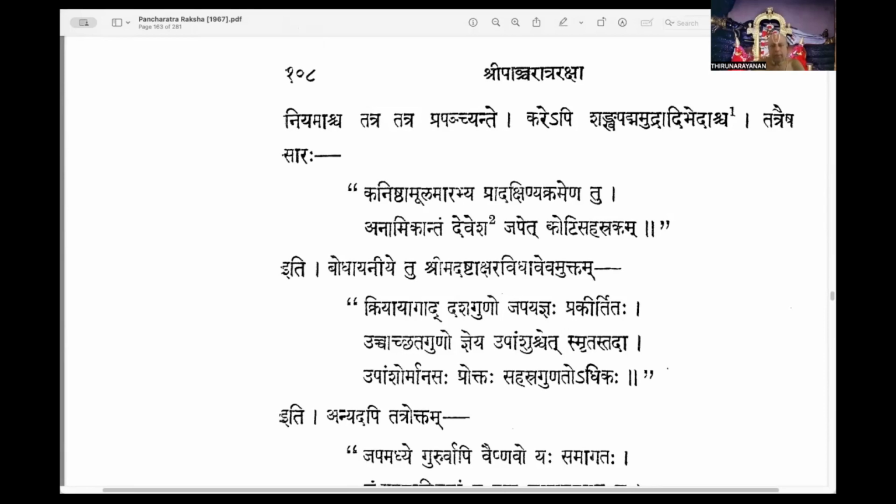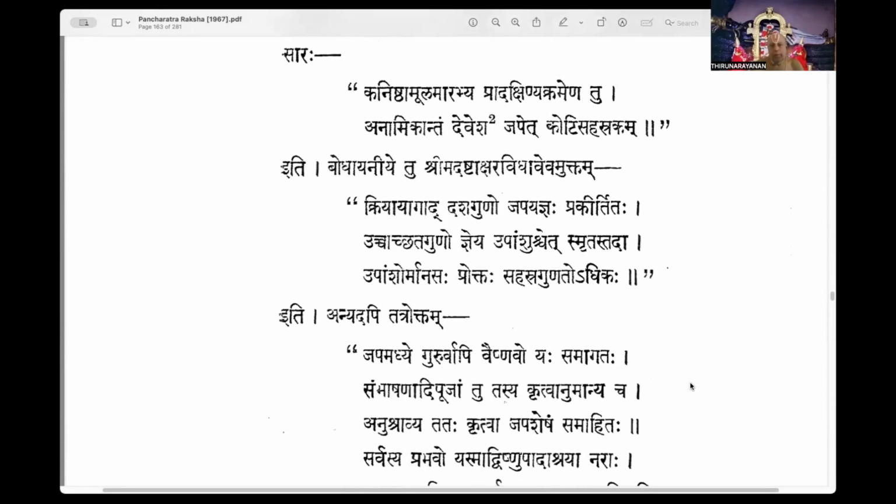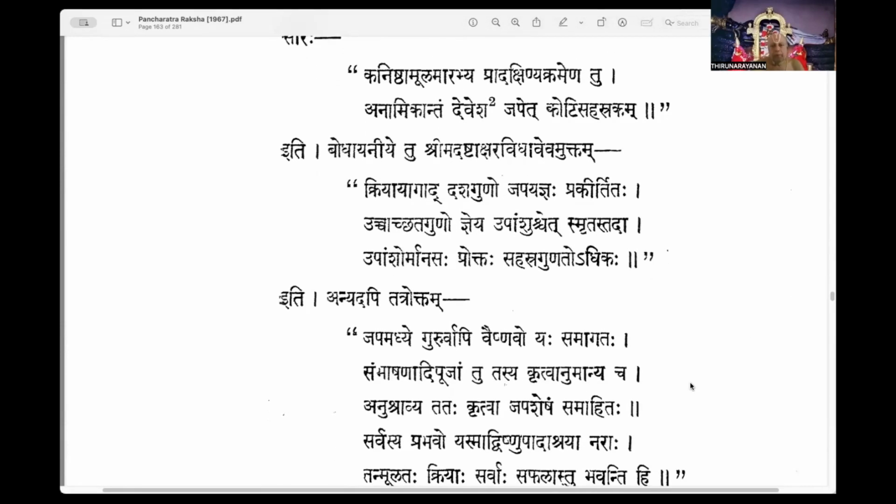Tatraisha saraha. The essence is this. Kanishtha moolam arabhya pradakshinya karmena tu anamikantam devesha japetu koti sagasra. While we keep our fingers, rather the palm, in the right pose, how do we count the japa? How do we count the number of Gayatri or Ashtakshara and so on? Kanishtha Moolam: you start with the base of the little finger, Arabhya. Starting with that, Pradakshinya Kramena.